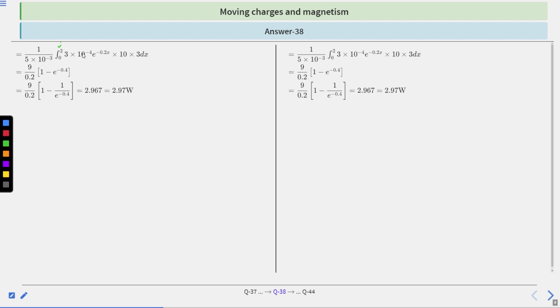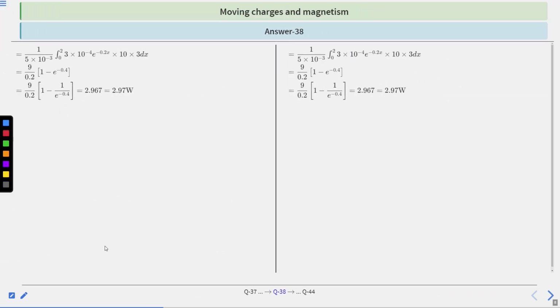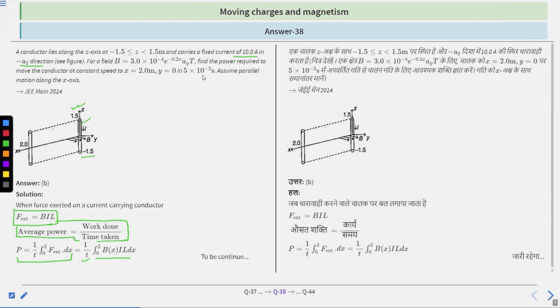3 into 10 raised to the power minus 4, exponential raised to the power minus 0.2x, multiplied by 10 into 3 t x. Putting all the terms given in this question into this formula, you will get this expression. Clear? Solving this expression, you will get 9 into 1 minus exponential raised to the power minus 0.4, divided by 0.4. And after solving, the final answer is 2.97 watt. So the required power is 2.97 watt.